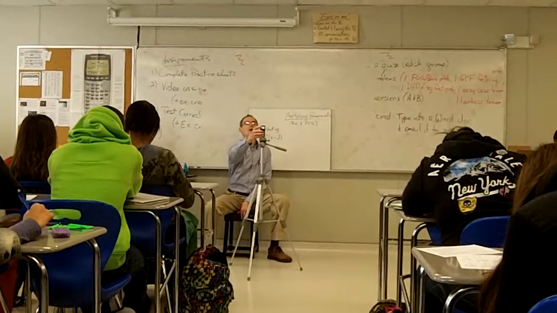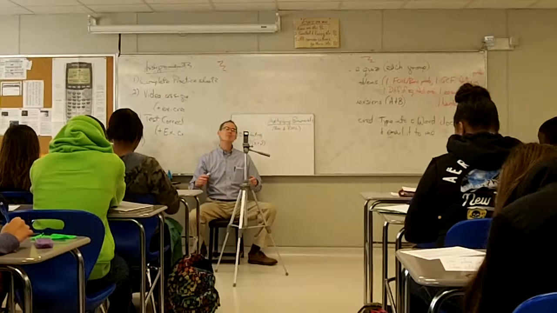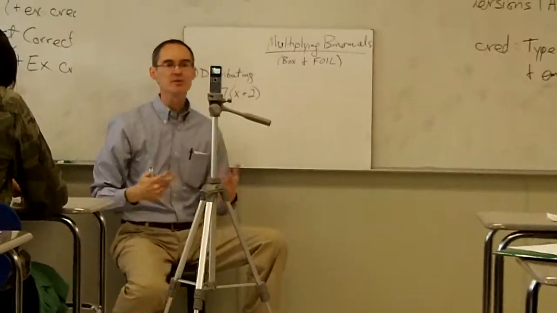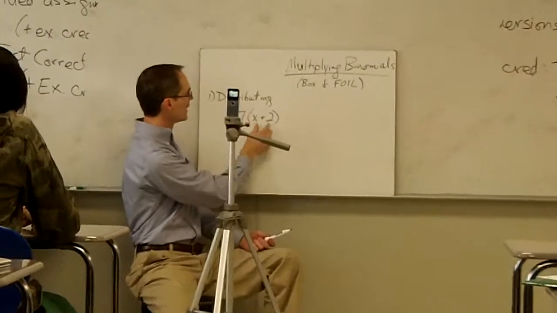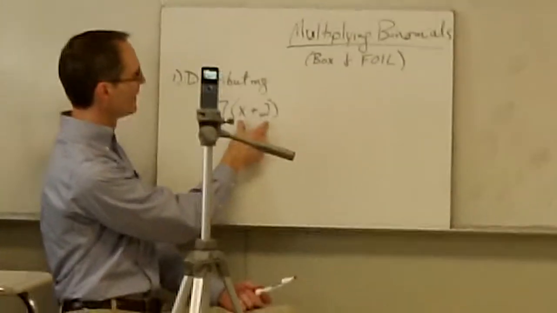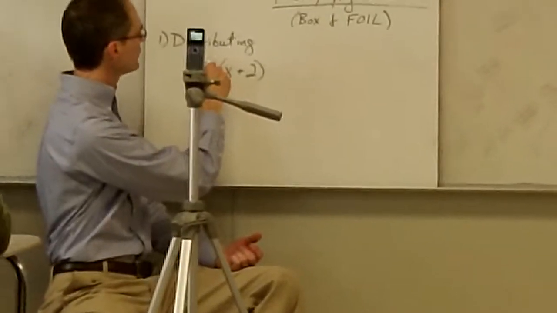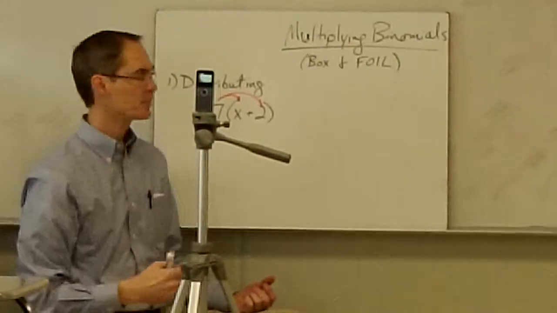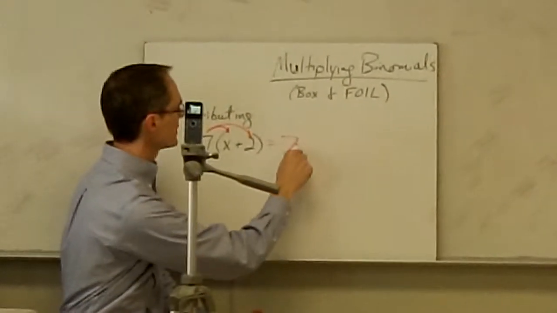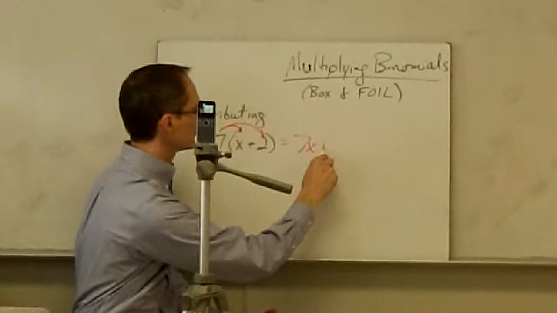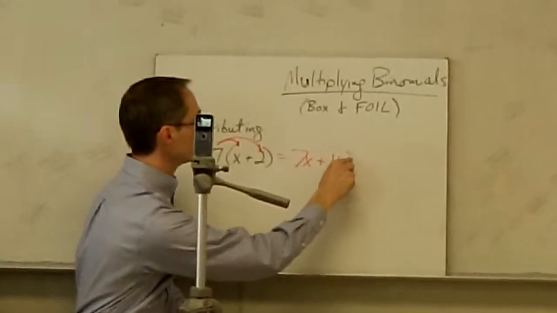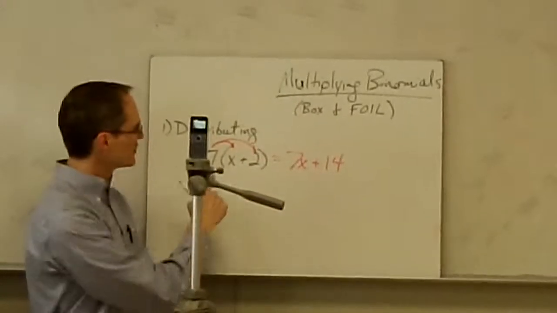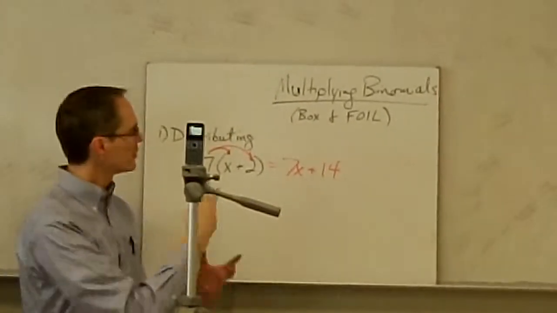Okay, in this video we're going to talk about multiplying binomials. I'm going to start by talking about using the distributive property to multiply two expressions. So I want to multiply 7 times x plus 2. To use the distributive property, I'm just going to multiply 7 times x and 7 times 2. So 7 times x gives me 7x. 7 times 2 gives me positive 14. And I'm done.